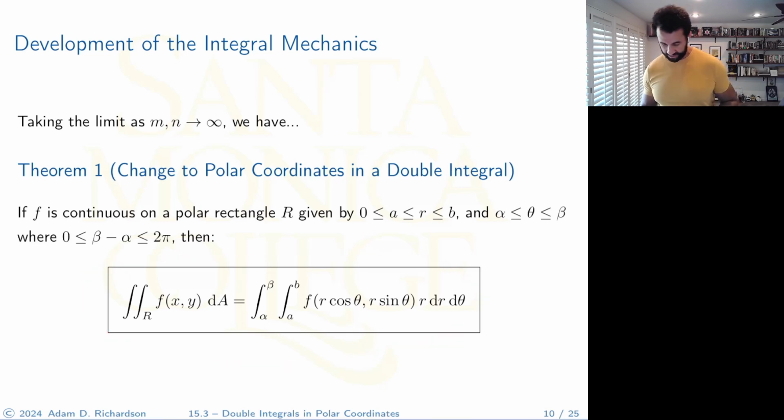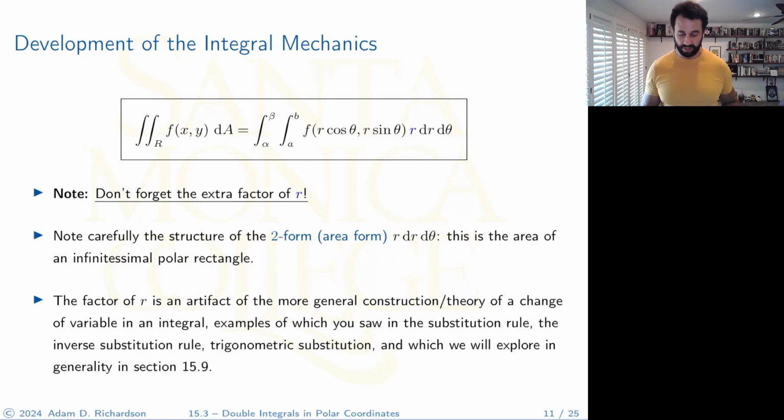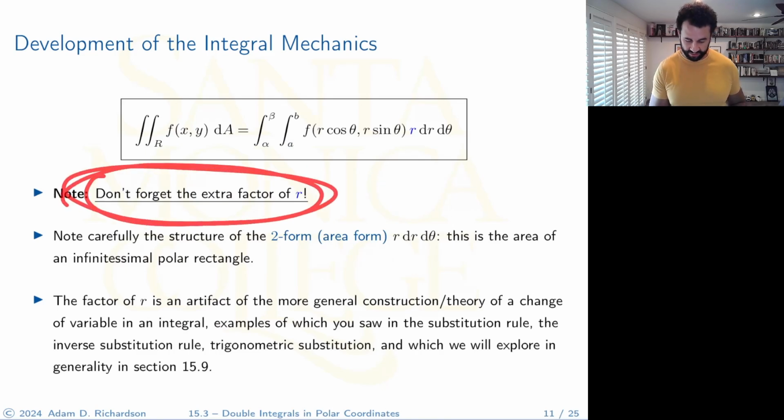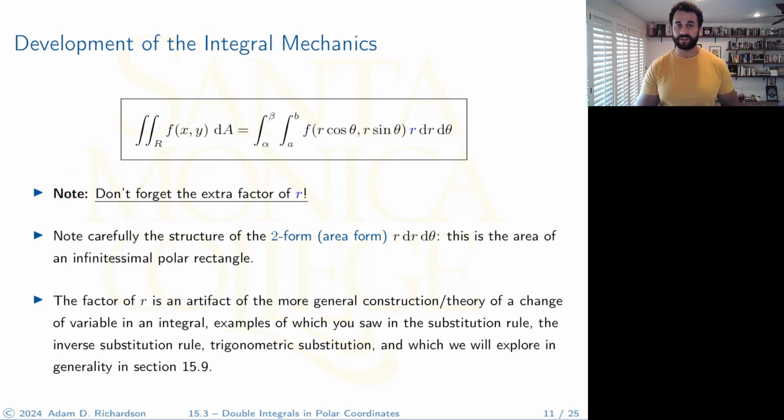All right, so here's the formula. Again, change x and y to r cosine theta, r sine theta, respectively. There's this r here that we got from that scaling factor, and then there's dr d theta. Here, r goes from a to b, and theta goes from alpha to beta. Cool stuff, huh? I think it's cool. Okay, so a couple of things. Important note, do not forget the extra factor of r.